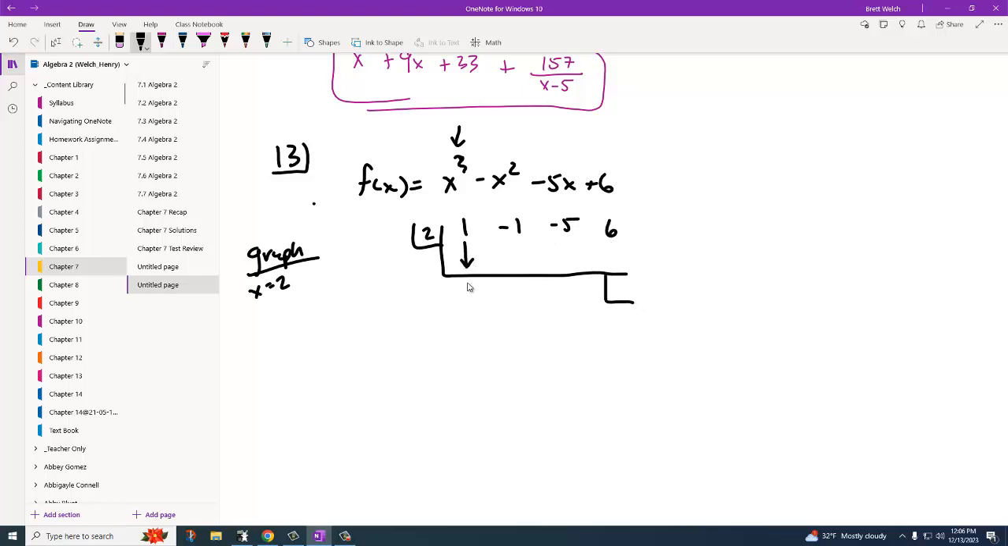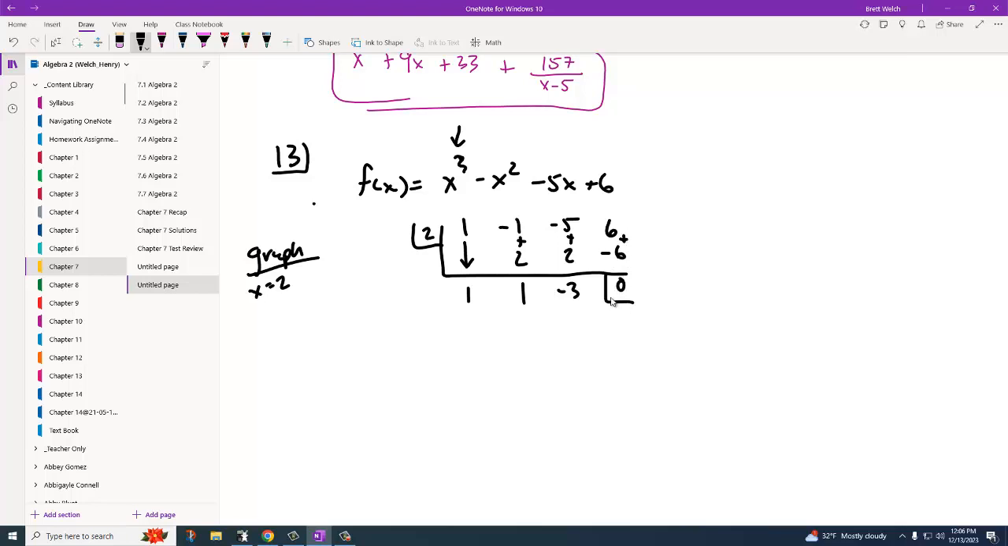The first one drops down. 2 times 1 is 2. Negative 1 plus 2 is 1. 2 times 1 is 2. Negative 5 plus 2 is negative 3. 2 times negative 3 is negative 6. And that adds up to be 0.